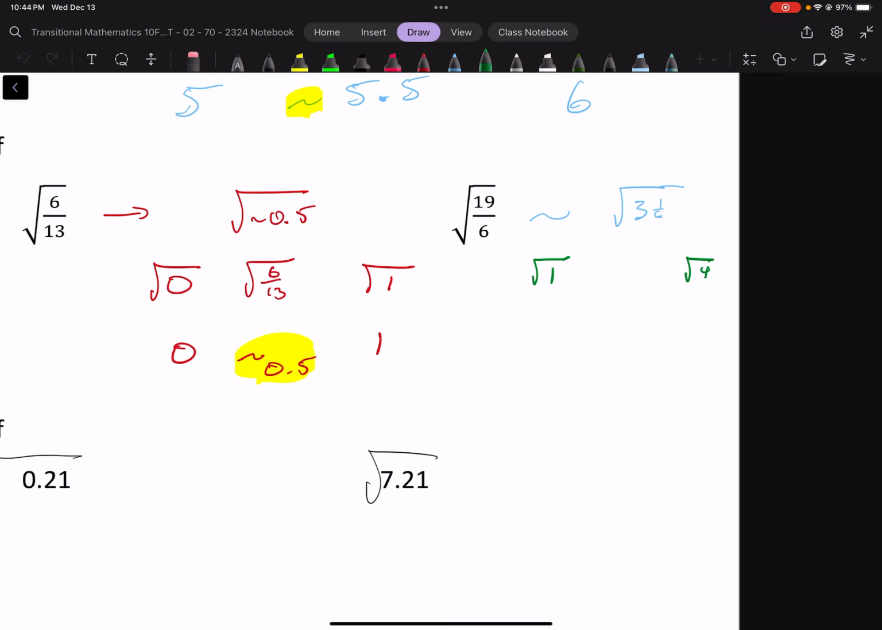So I know that 3 and 1/6, the square root of 3 and 1/6, is much closer to 4 than it is to 1. So the square root of 1 is 1. The square root of 4 is 2. What I would suspect is that the square root of 19 over 6, or 3 and 1/6, is going to be very close to 2. So I'm going to say 1.8. That would be my guess, because 1.8 is much closer to 2 than it is to 1.